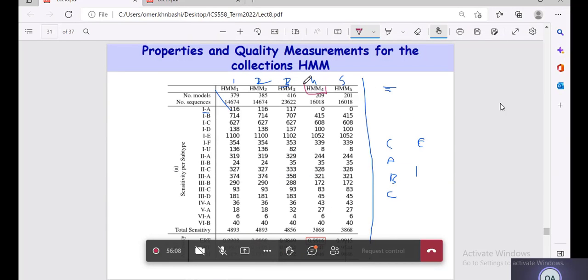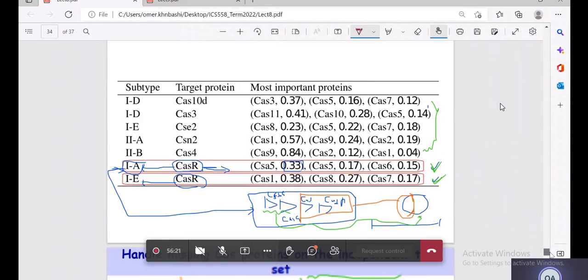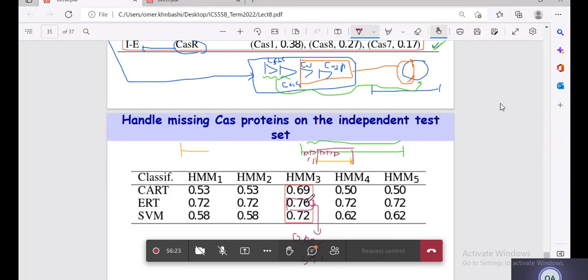Right? You remember this one? How this is good? See? In the complete set of proteins, with the same CRT, Hammer 4 is working fine. But in the missing protein case, a different Hammer model works well. That means each model has different features, and the machine learns different features from different models, even though they are the same sequences.